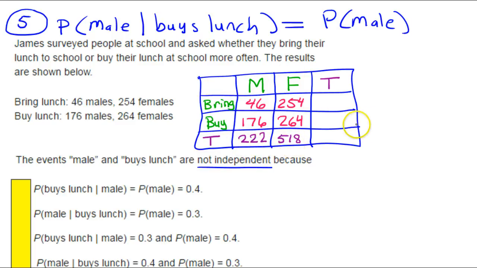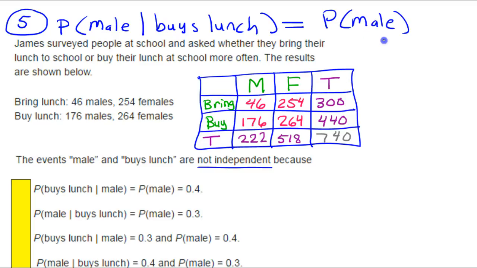Now let's find the totals this way. Total number of people who bring their lunch, 300. Total number of people who buy, 440. If you add those up, you get 740. By the way, that'll be the same if you add up the total males and total females. That's also going to make 740 because that's the total number of people, either way you look at it. Anyway, now it'll be easy for us to use our chart to answer this question.